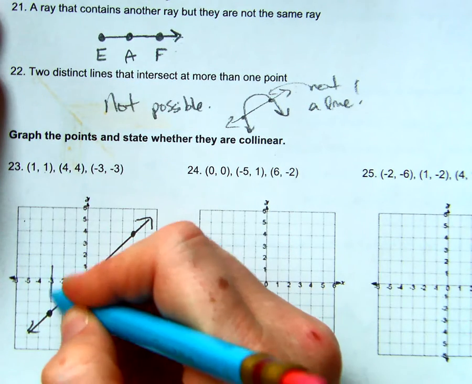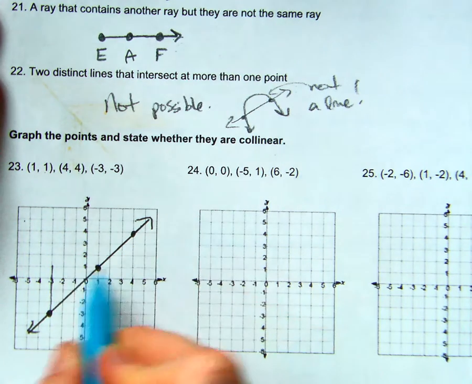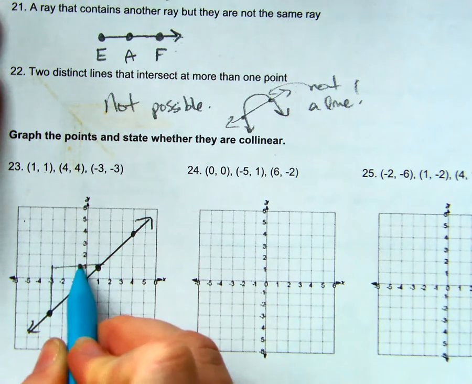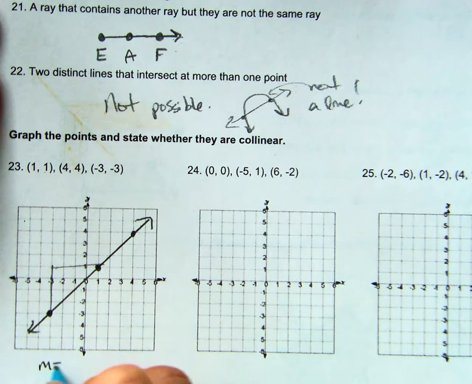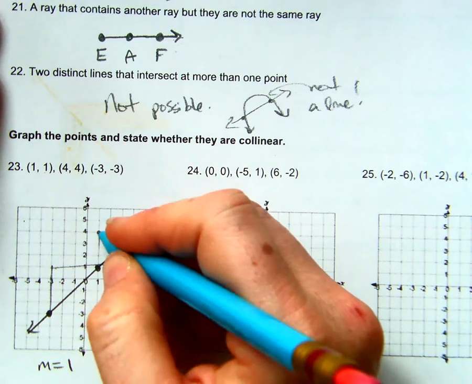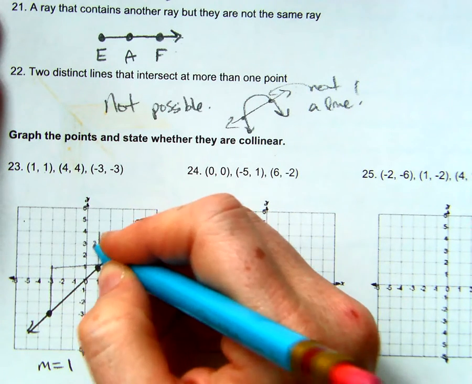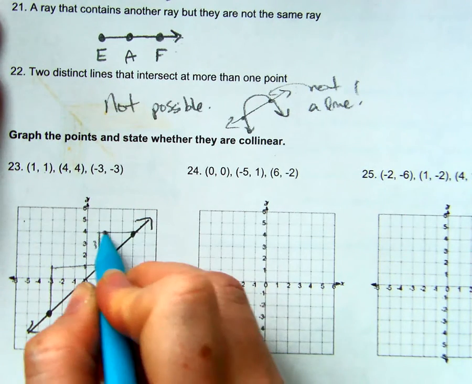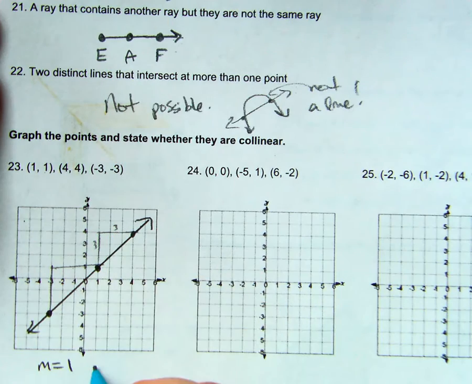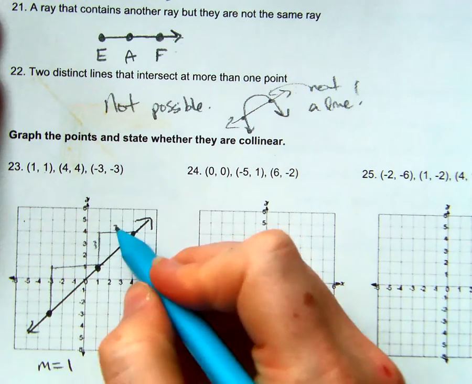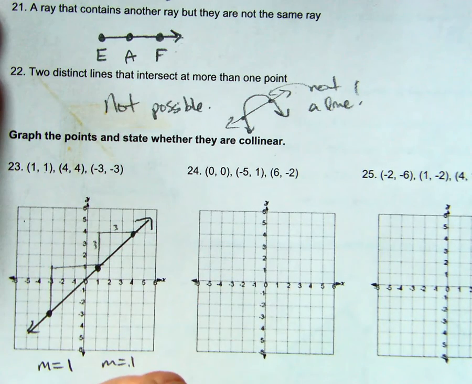So this slope would be 1, 2, 3, 4 over 1, 2, 3, 4. 4 divided by 4 is 1. And this slope would be 1, 2, 3 over 1, 2, 3. And so that slope is also 1 because 3 divided by 3 is 1. And so these are collinear.